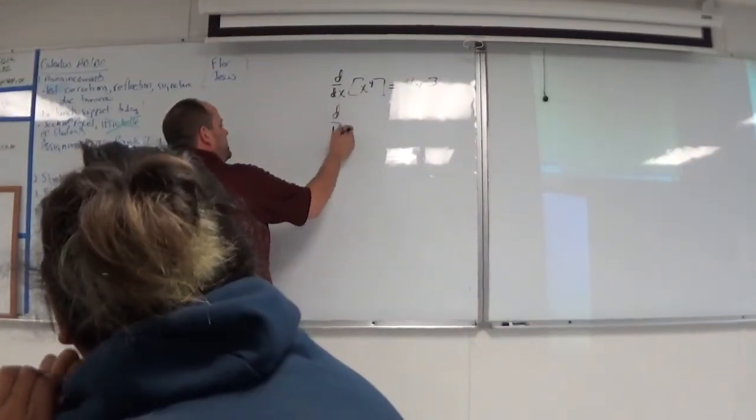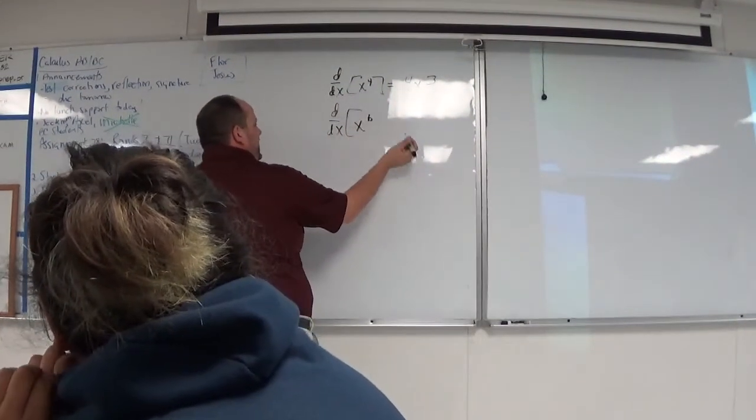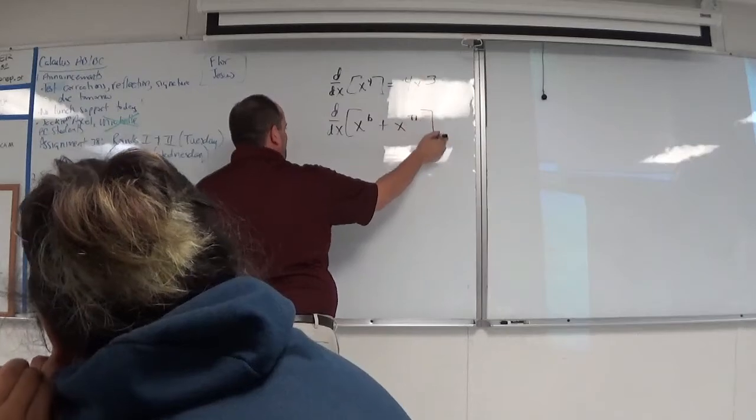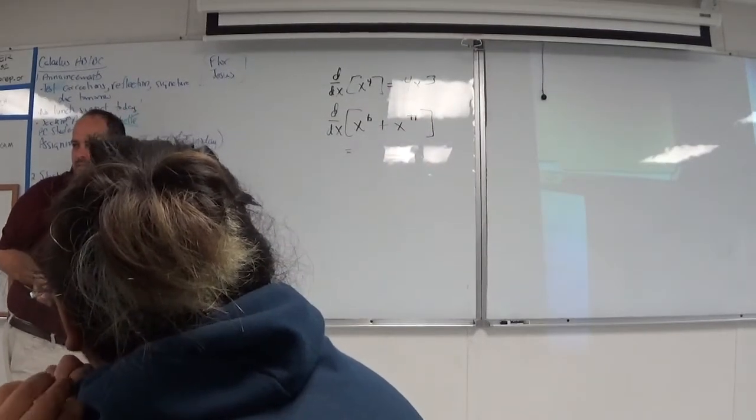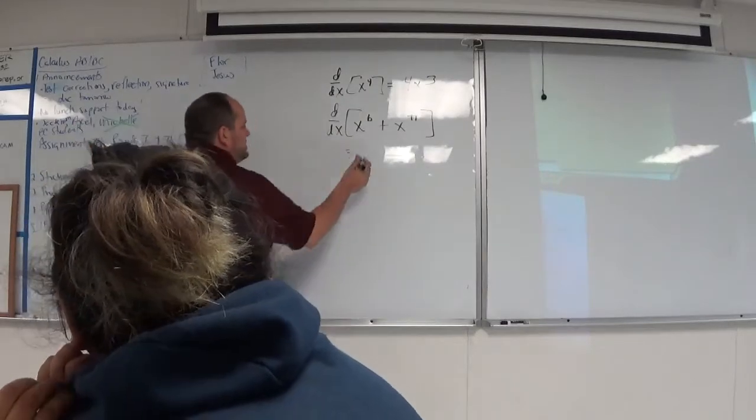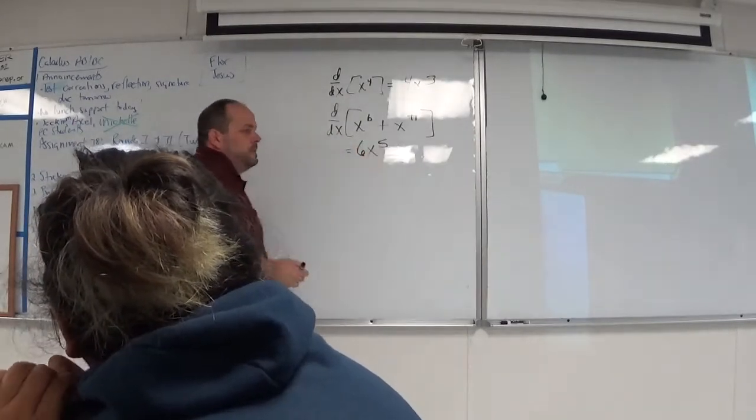Easy. There might even be a question where it says find the derivative of x to the 6th plus x to the pi power. That should also be easy. Yeah. 6x to the 5th power. Nobody seems to be worried about that.